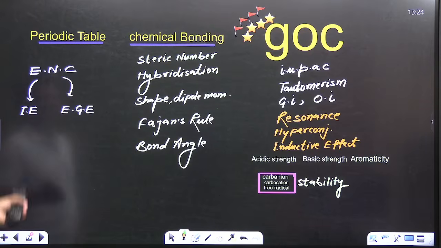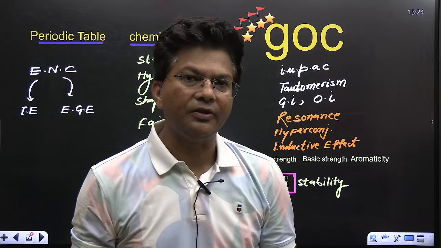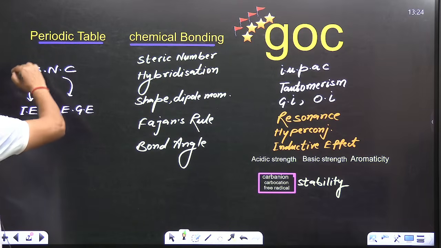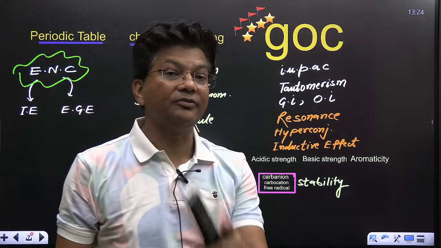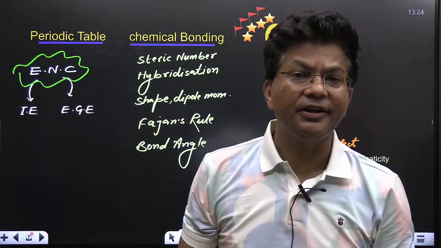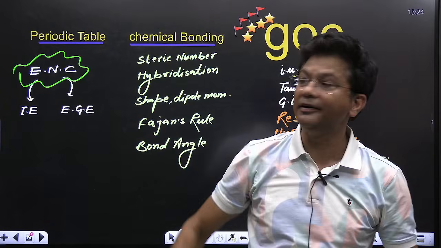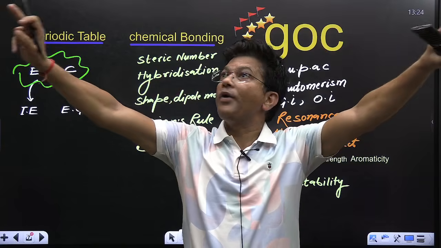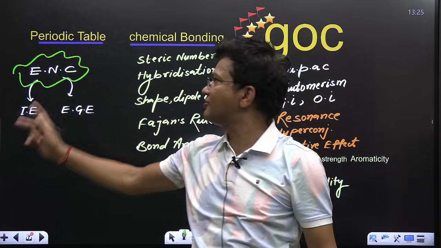Now, periodic table, chemical bonding, GOC. Why have I written all three on the same page? Once you do the periodic table, just find out the effective nuclear charge. Once the Z effective is clear, atomic size is clear, ionic radii is clear, ionization energy will get clear, electron gain enthalpy will get clear, everything will get clear. Just in the periodic table, you should know which element is placed where, that exact position should be there in your hippocampus. Then just apply this.